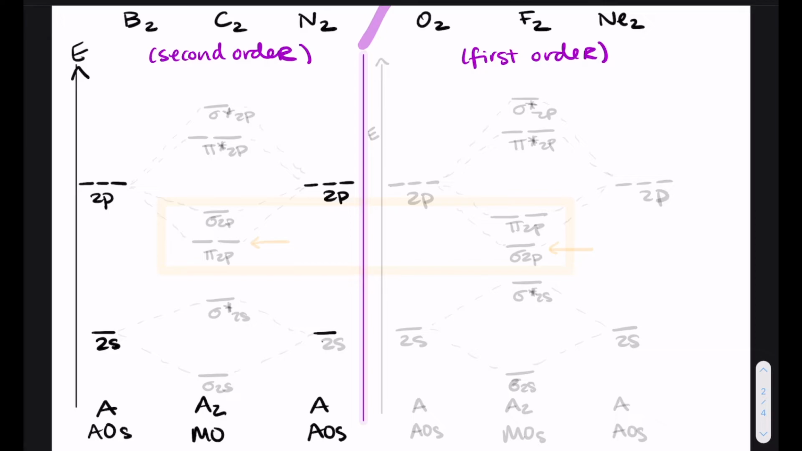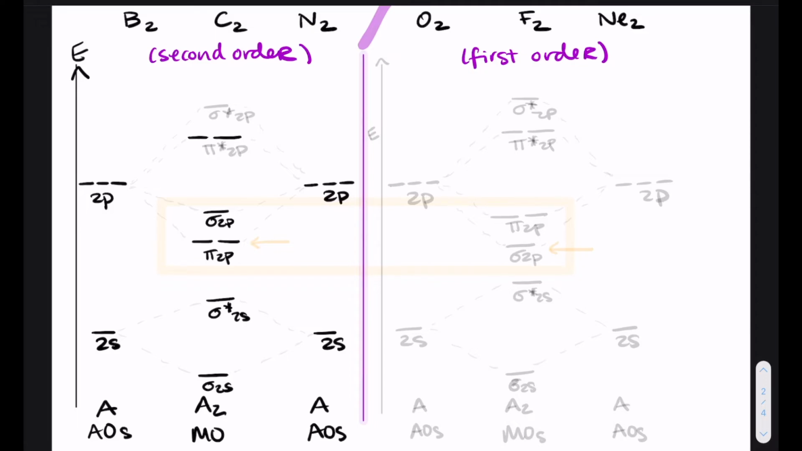When the p orbitals overlap, in boron, carbon, and nitrogen, the lowest energy is the pi 2p, and I have two orbitals that are pi 2p interactions. So I'm going to put two lines because I have two orbitals that are the same energy. I can put 4 electrons at this level because I have two orbitals to hold them. Then after that is the sigma 2p, just the one. And then above there's the pi star 2p. Again, there are two pi star 2p's, so I'm going to draw two lines. And then the sigma star 2p has the highest energy.